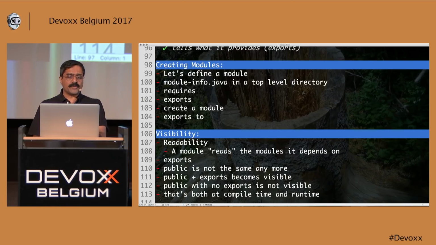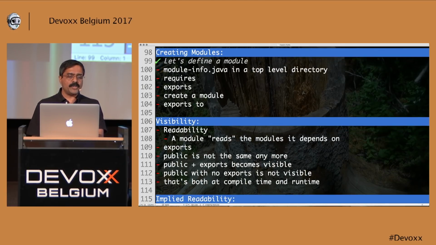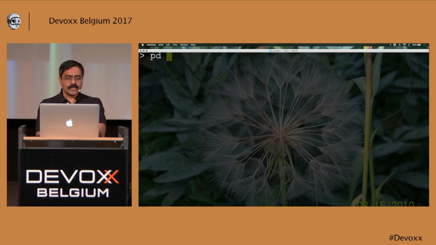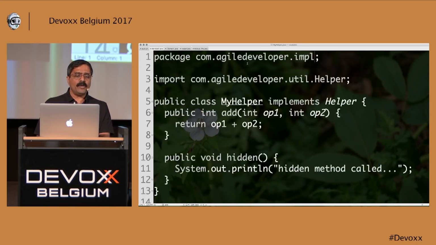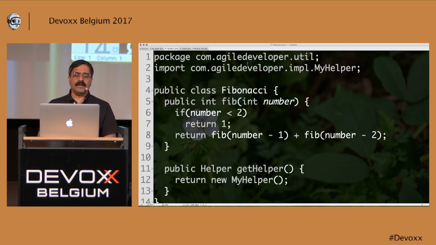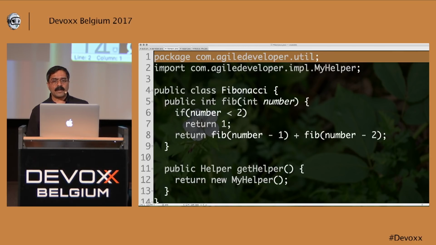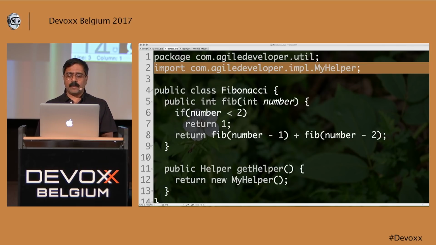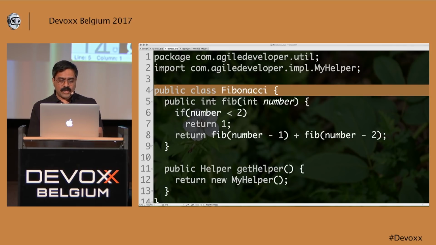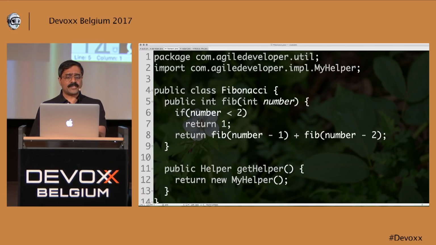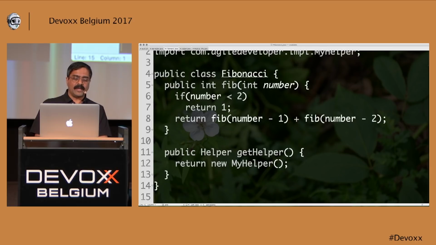The first thing I want to do is build a module. To build a module, let's first take a look at the code we're going to create. For this, I have a directory called creating modules. I'm going to open up all the Java files in here, and you will notice that I have a class called Fibonacci. Where is this located? It's located in a package called com.agiledeveloper.util. That's the name of the package I created. And then, of course, it imports MyHelper from this other package. Fibonacci is purely Java code, nothing really exciting.